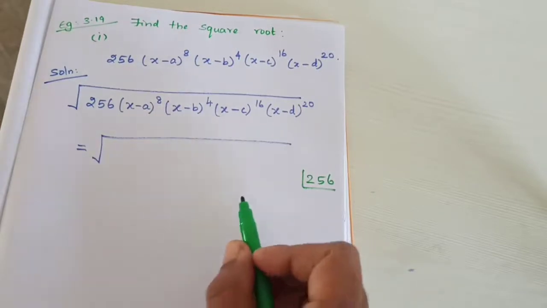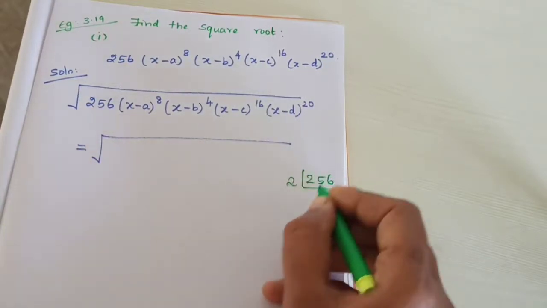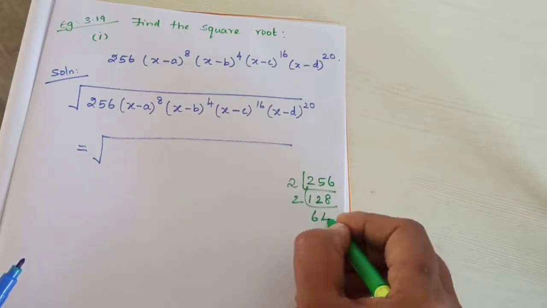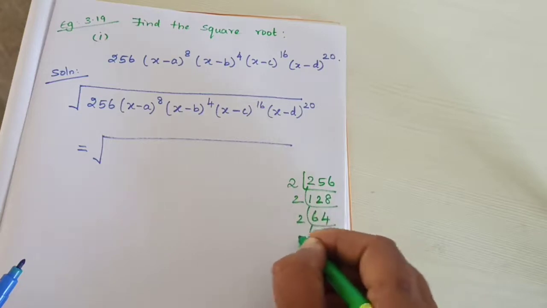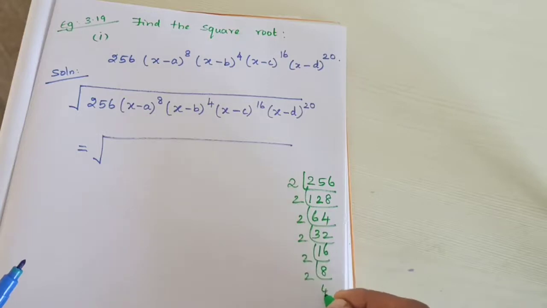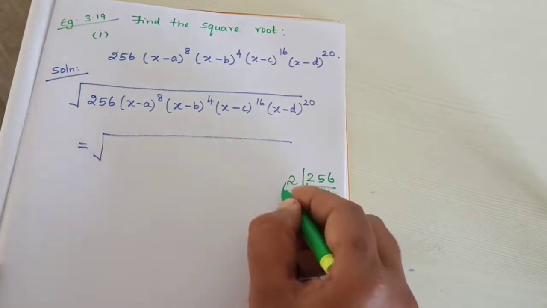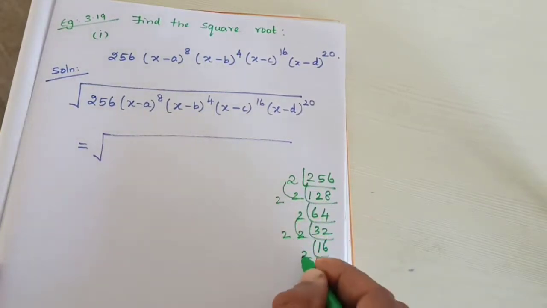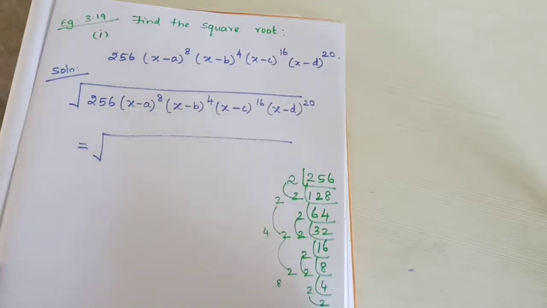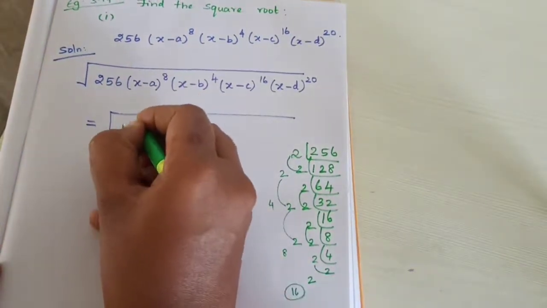You can easily write it. Suppose sometimes if you are having doubt, the method is: 256 while factorizing, 2 and 128. Again 2, 64, again 2, 32, again 2, 16, again 2, 8. Again 2, 4, again 2, 2. Here since it is a square root, we need to take two terms at once. For this, you need to take 1 two, and here 2, here 2, here 2. 2 twos are 4, 4 twos are 8, 8 twos are 16. So, 16 is the answer. This way also you can find. So, this is 16 square.